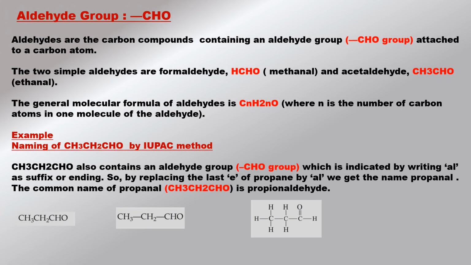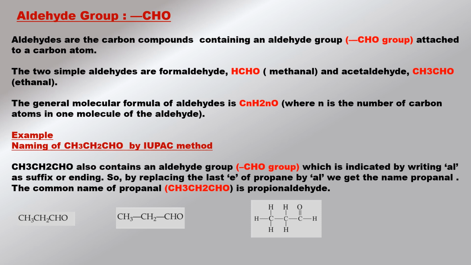Aldehyde group. The aldehyde group consists of one carbon atom, one hydrogen atom and one oxygen atom joined together. Though the oxygen atom of the aldehyde group is attached to the carbon atom, but for the sake of convenience in writing, the aldehyde group is written as CHO with hydrogen atom in between the carbon and oxygen atoms.